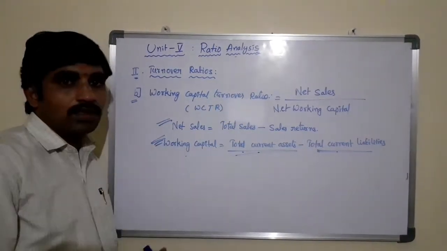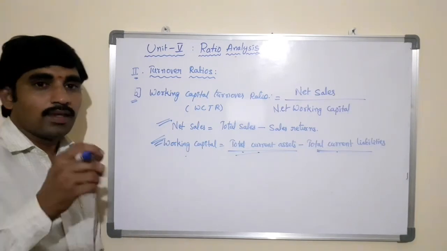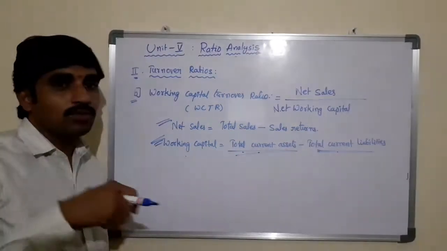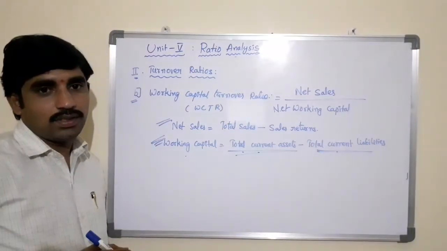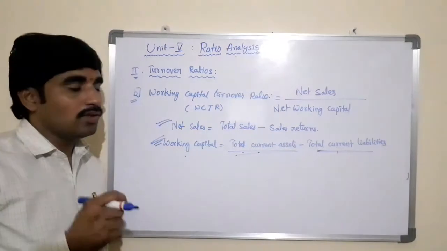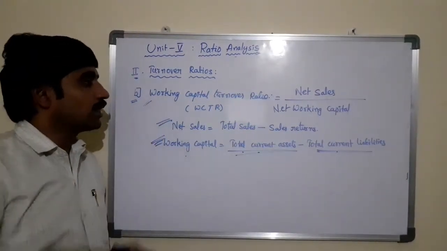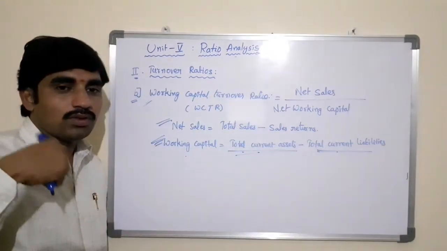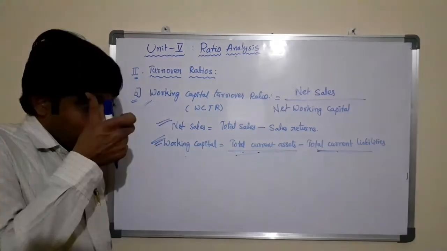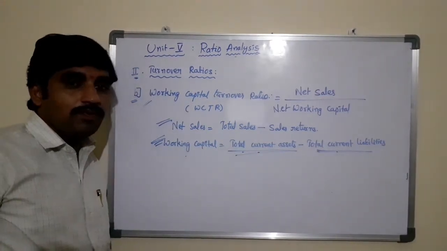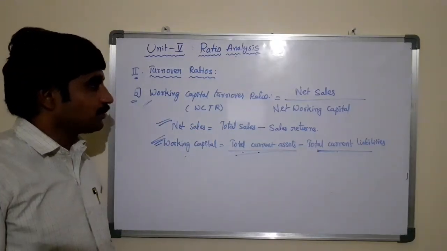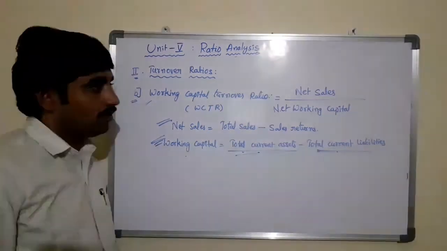So this ratio is very important for non-manufacturing concerns where the working capital is more than the fixed assets. It reflects the efficiency in the utilization of working capital. This working capital turnover ratio is most useful for non-manufacturing concerns, where the business is not manufacturing products. So this is the importance of the working capital turnover ratio.